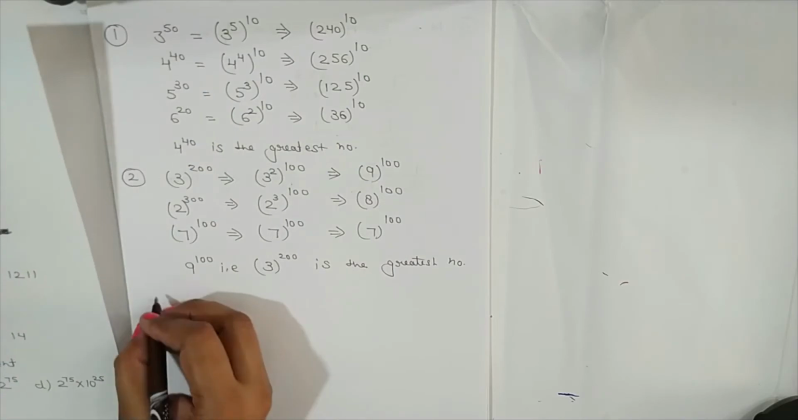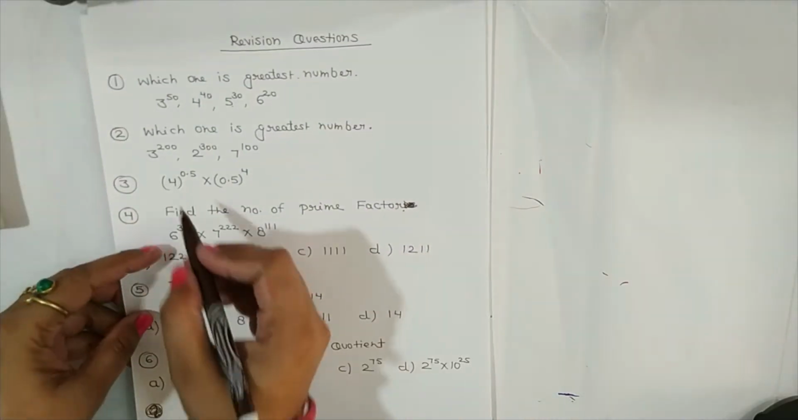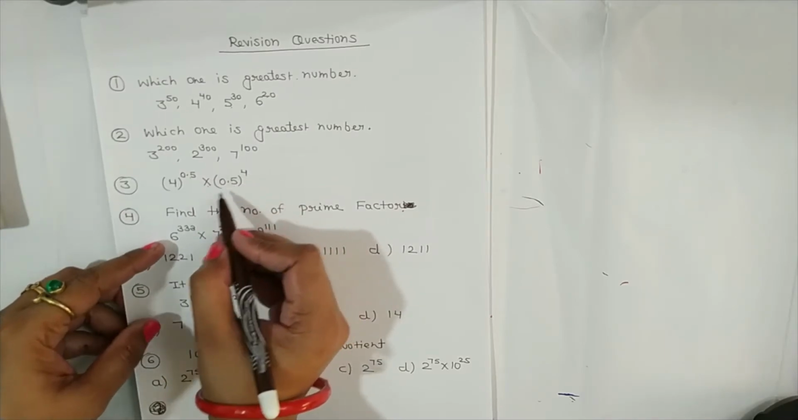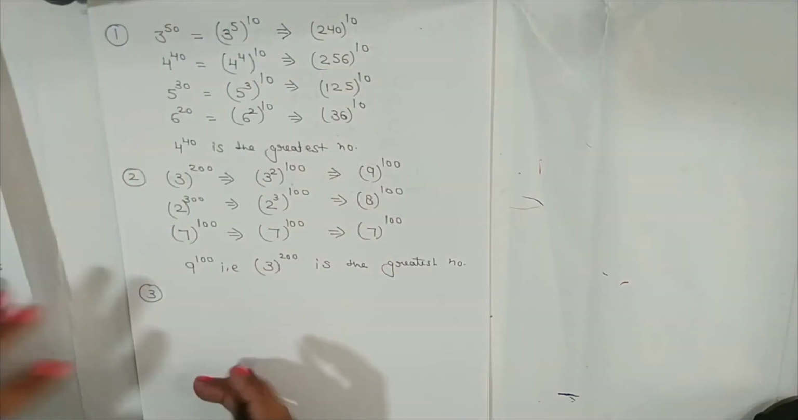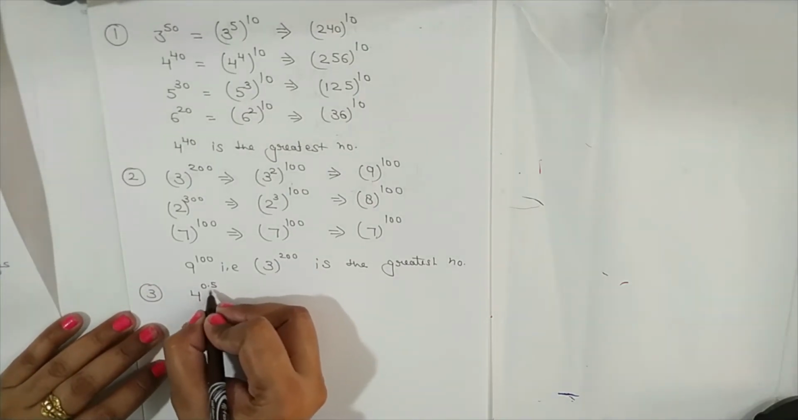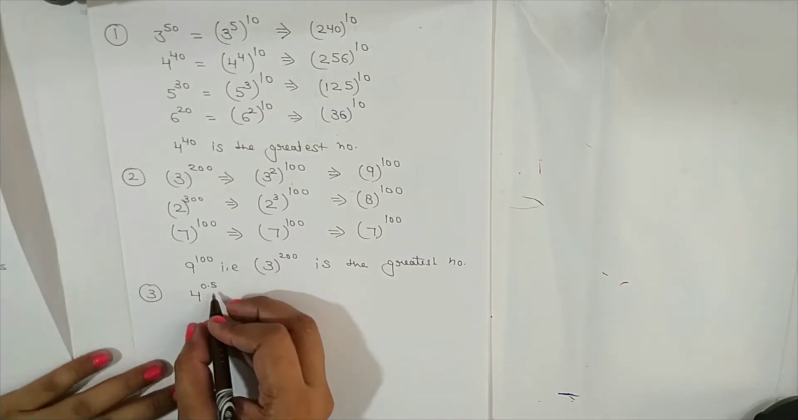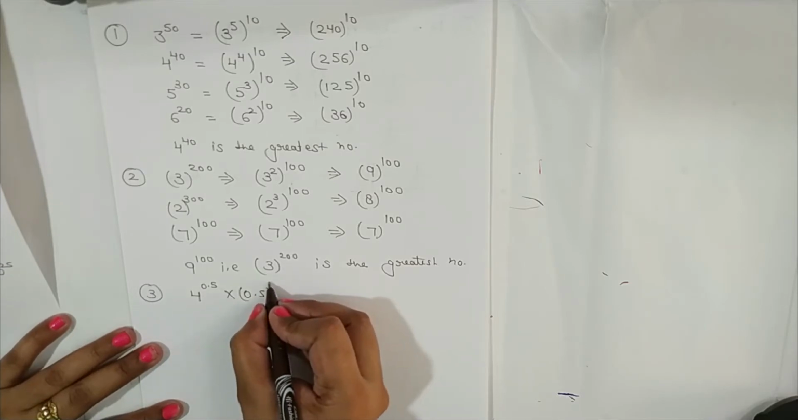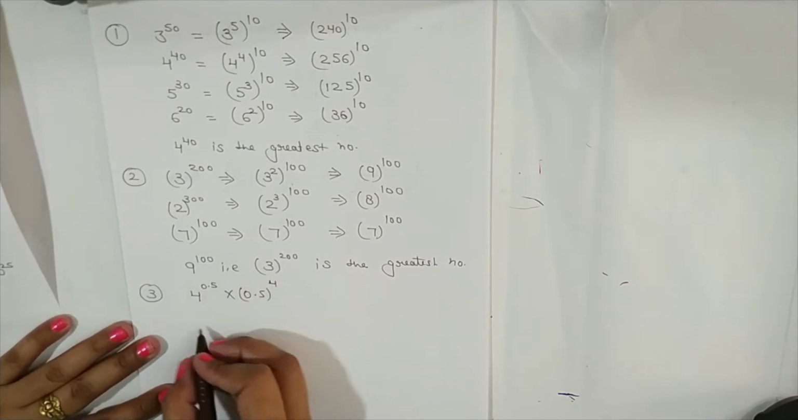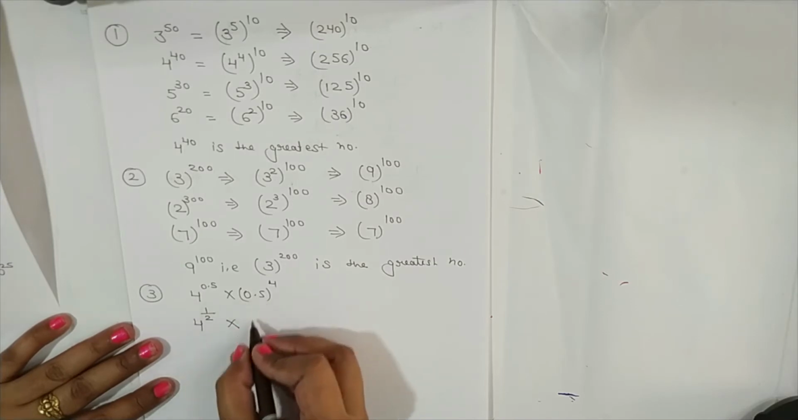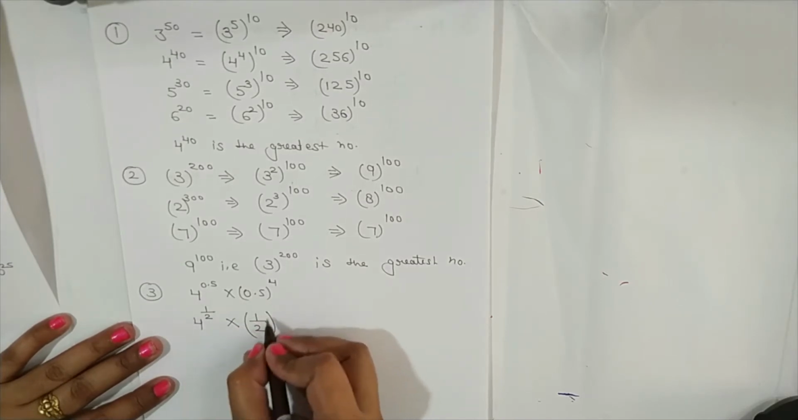Now move on to the third question. This is 4 to the power 0.5 into 0.5 to the power 4. Find the product, simplified. So 4 to the power 0.5, convert it into a fraction. Then 0.5 to the power 4. So the first power becomes 5 upon 10, which can be written as 1 by 2. Then similarly 1 by 2 to the power 4.